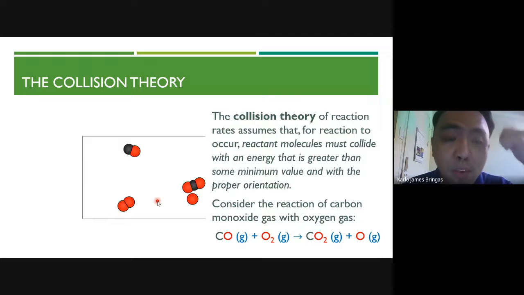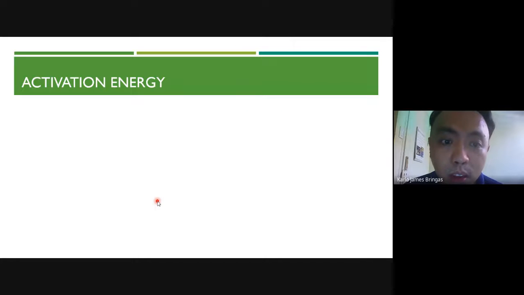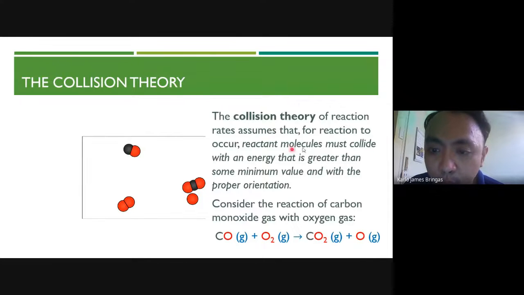That is our effective and ineffective collisions. So it's via collisions that we are able to produce our products starting from our reactant molecules. So that takes care of the second statement here. So sabi ng collision theory, kailangan daw with proper orientation for a reaction to occur.